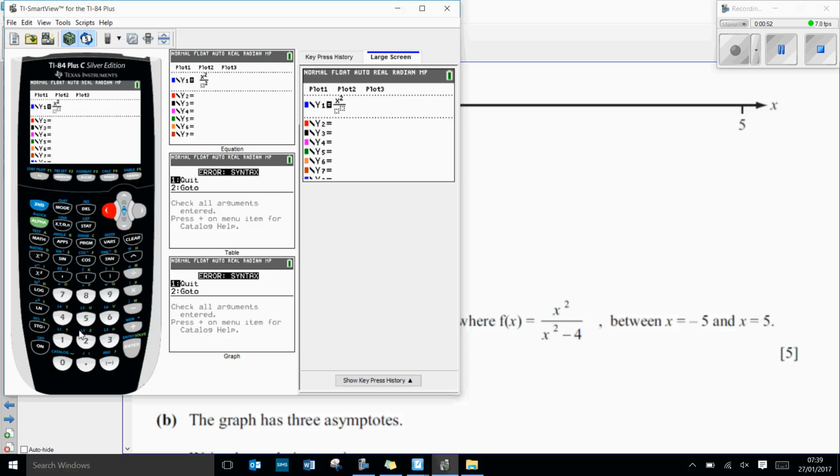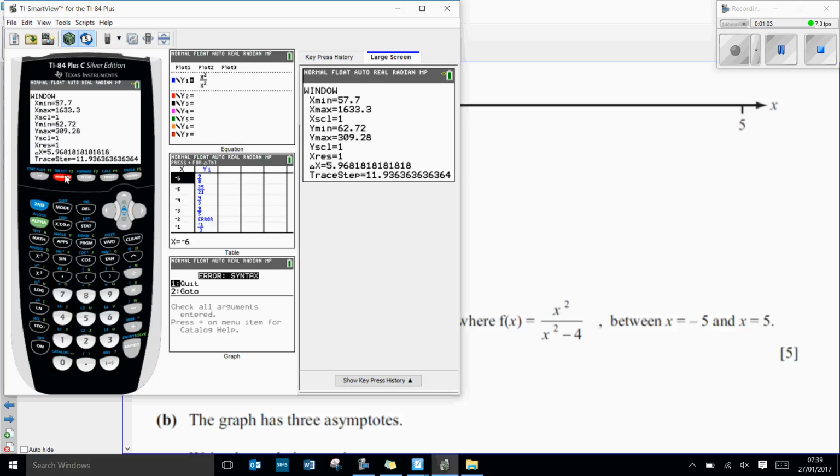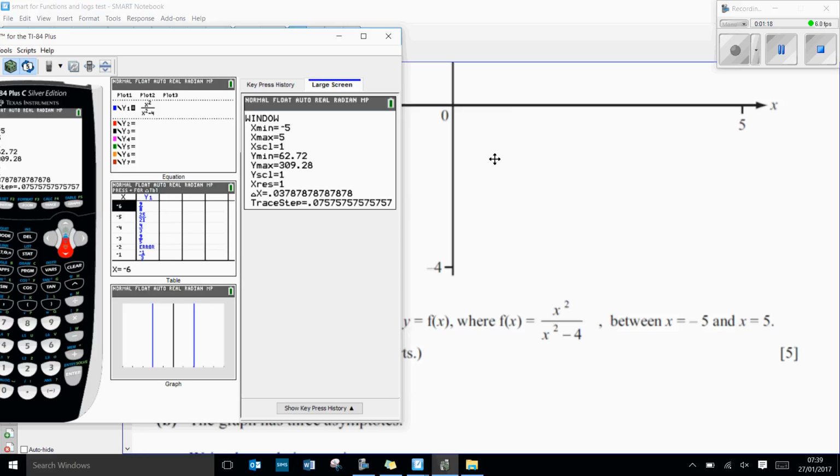So I want x squared over x squared minus 4. But I want my window to be between -5 and 5, and I can go up on ones, and I do know my y scale for -4.